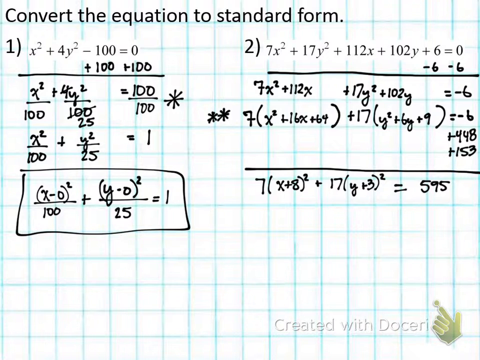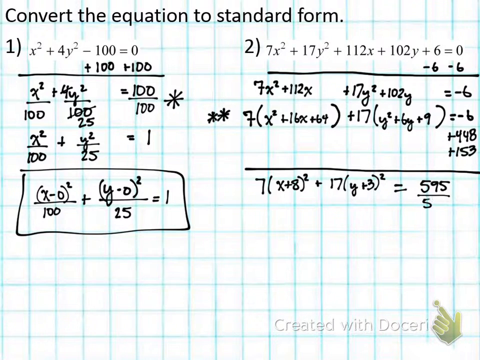At this point, we're going to check our coefficients here. They're different, so I know that it's not a circle, because you remember everything has to be perfectly round for it to be a circle. So this 595 needs to be equal to 1. Just like on problem number 1, we want to make sure this side's equal to 1. So we divide everything by that particular number.